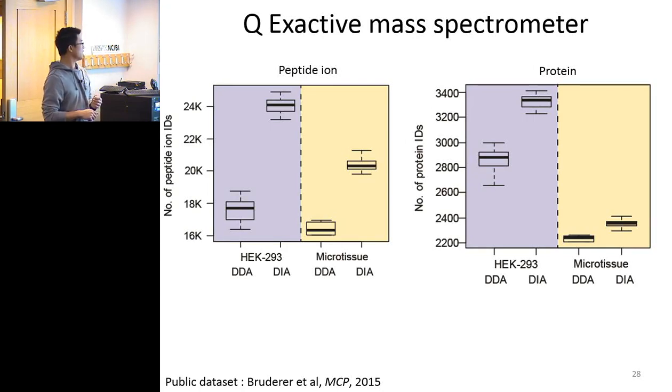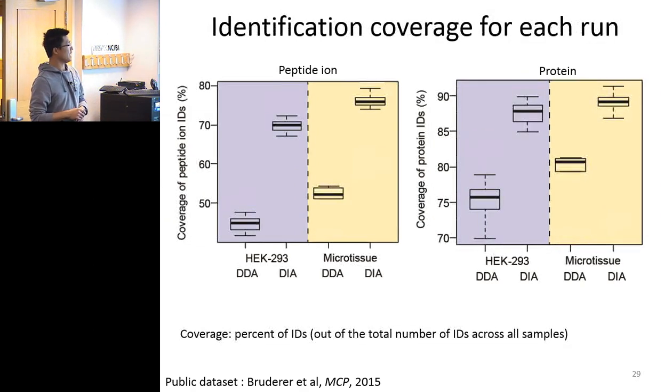In terms of the number of peptide identifications, we get more in DIA, for both experiments. And at the protein level, we also get a very good result, around 3,400 proteins identified. Compared to Triple 5600, we only get less than 2,000 proteins identified. And we also calculate the identification coverage. Essentially this is how reproducible the experiment is. So we can see DIA is also more reproducible than DDA in this OrbiTrap experiment.